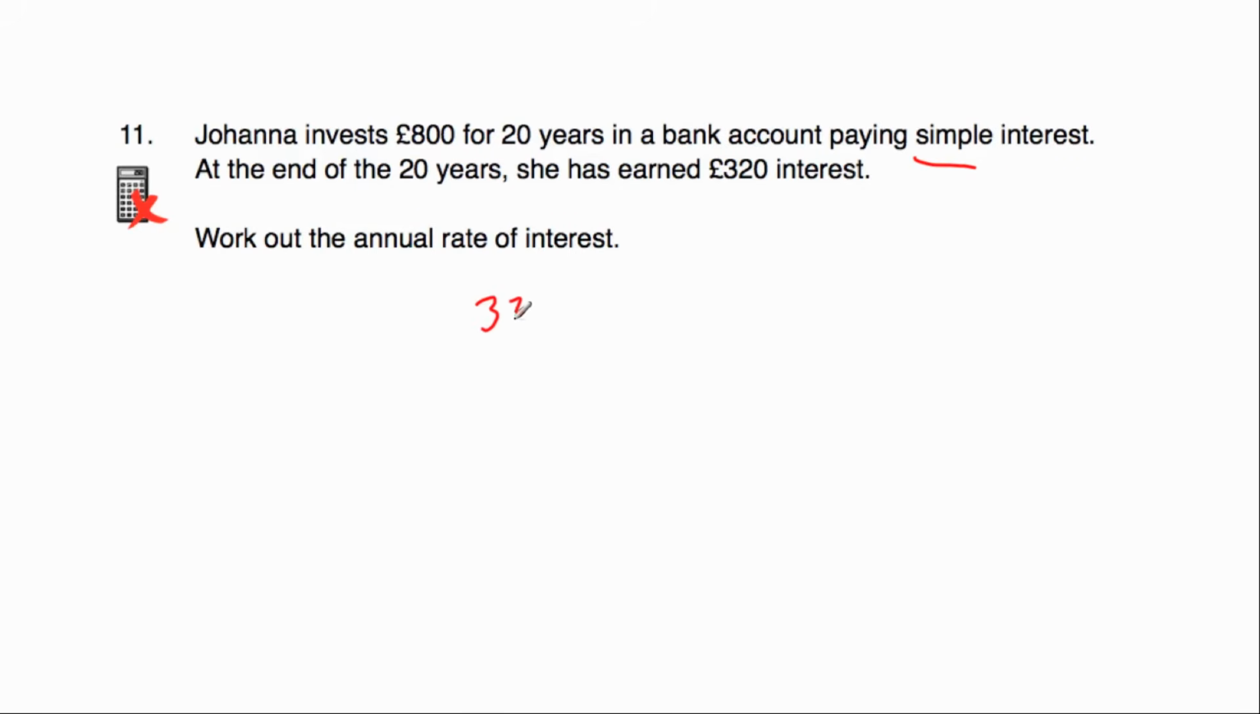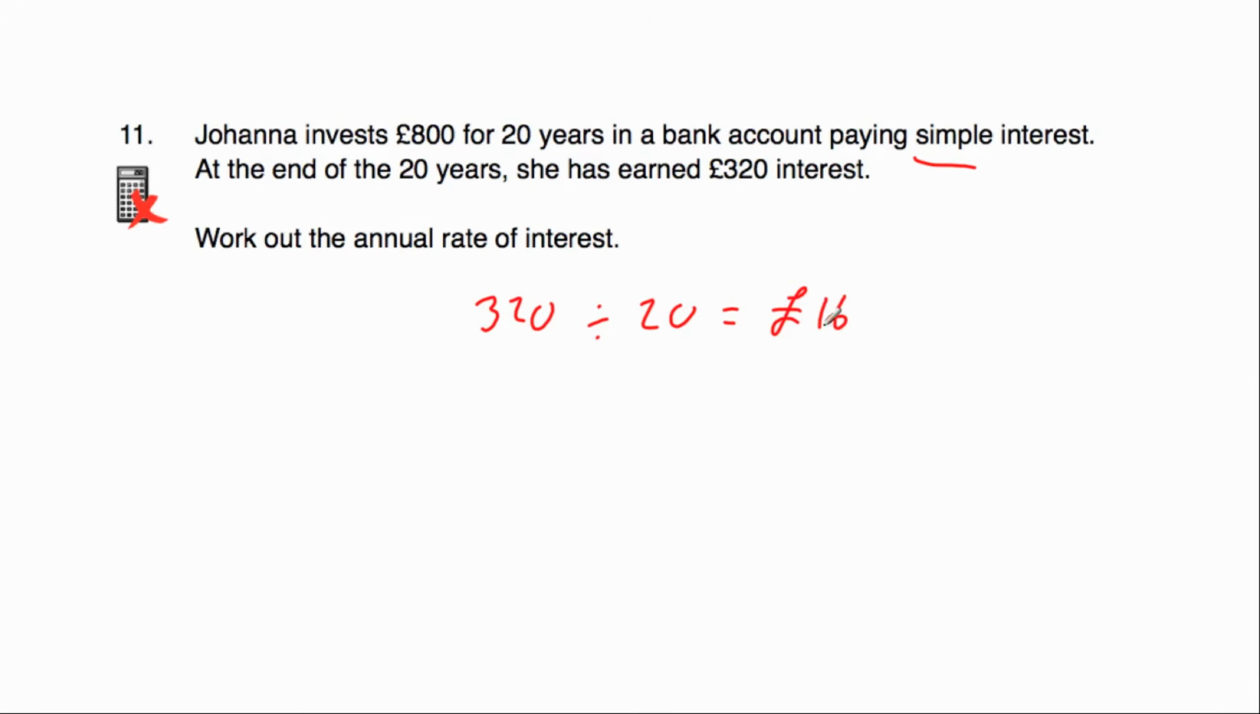So if we take 320 and divide it by 20, well, that's going to be equal to 16, because 320 divided by 10 would be 32, and divided by 2 would be equal to 16. So that means that every single year, Johanna earns £16 of interest. So that means that whatever the rate of simple interest was for the bank account, whenever you worked out that percentage of 800, that must give you 16.